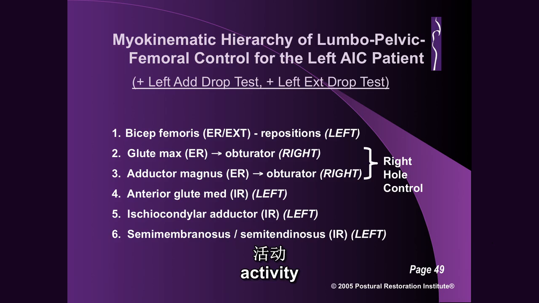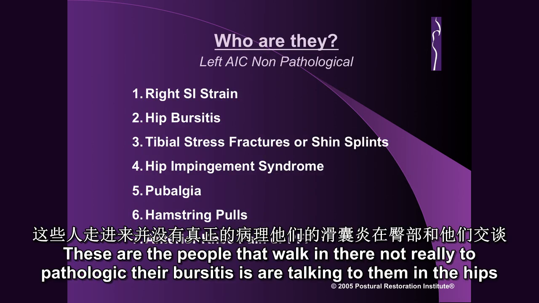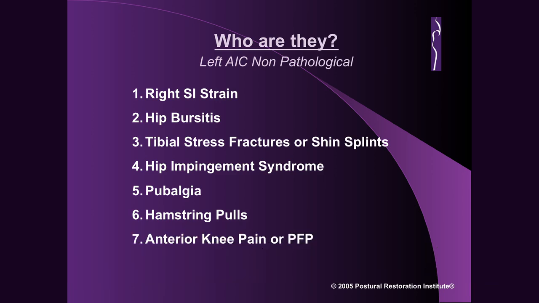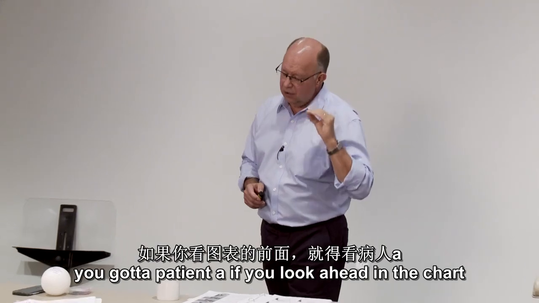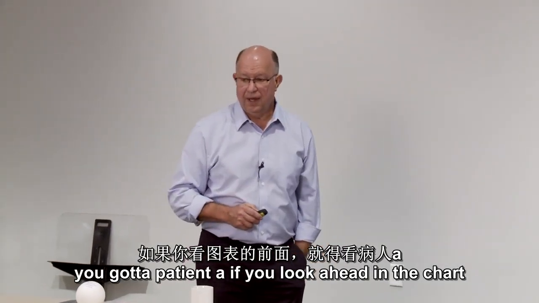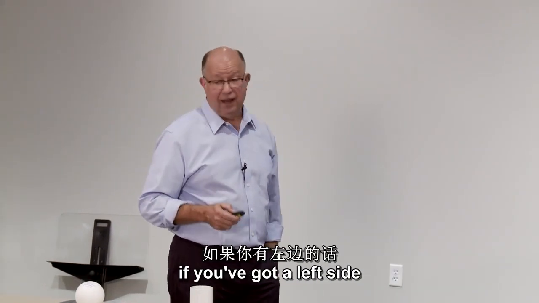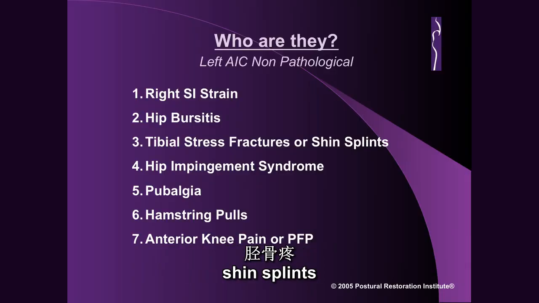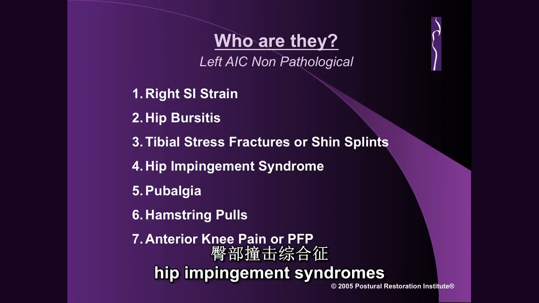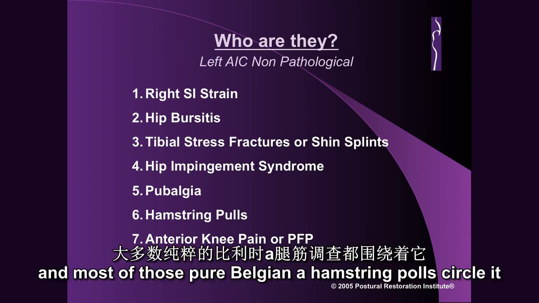ER activity. These are the people that walk in. They're not really too pathologic. Their bursitis is talking to them in the hips. Circle right SI. Right SI. If you see a right SI patient, you've got a patient A. And if you look ahead in the chart, if you've got a left SI, you've got a patient B. There are people that have tibial stress fractures, shin splints, hip impingement syndromes. We teach an I&I course on most of those. Pubalgia, hamstring pulls, circle it, circle it, circle it.